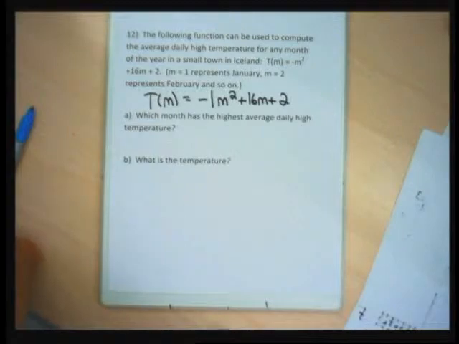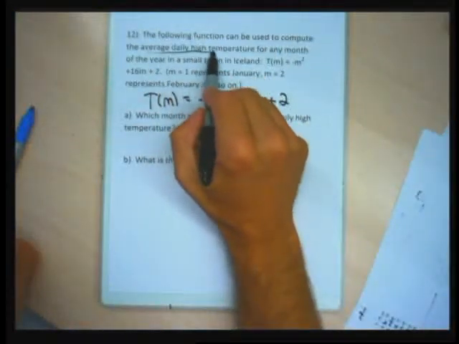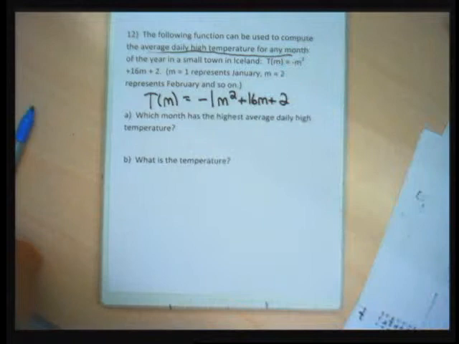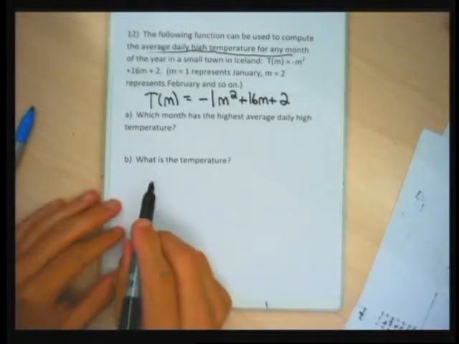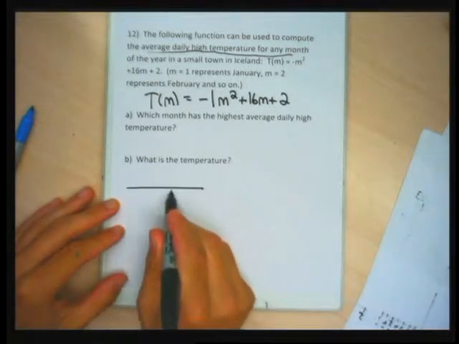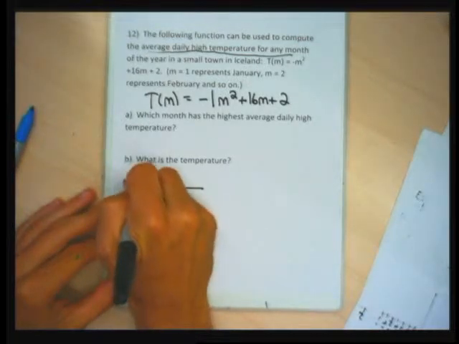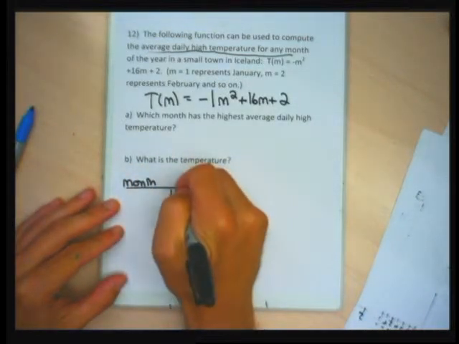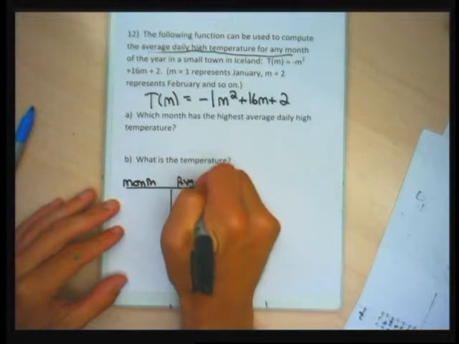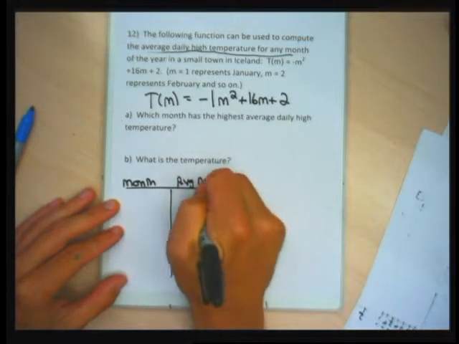As I read through the equation, it says this function can give me the average daily high temperature for any month for a small town in Iceland. The m represents a month. 1 stands for January, 2 stands for February, 3 stands for March, 4 stands for April, and so forth. And the y is the average high temperature during that month. So the x column represents a month. The y column gives me the average daily high temperature.